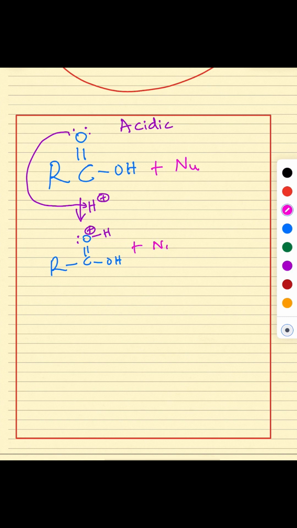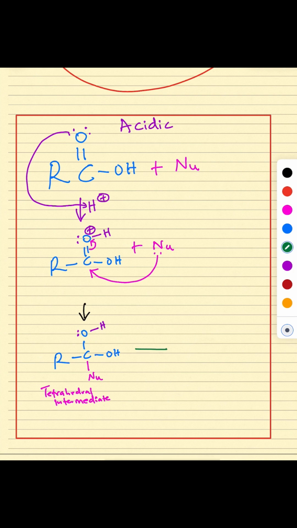The next step now will be the addition of the nucleophile, and now we cannot use a negatively charged nucleophile. We have to use a lone pair of electrons on the nucleophile because it's under acidic conditions, and the lone pair of electrons will attack the electrophilic carbon, and then one of the double bond electrons will flow to oxygen to neutralize the positive charge, and now you end up with OH without a formal positive charge there, but now the nucleophile has connected to the carbon, and again that's a tetrahedral intermediate.